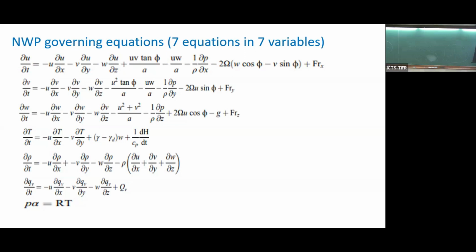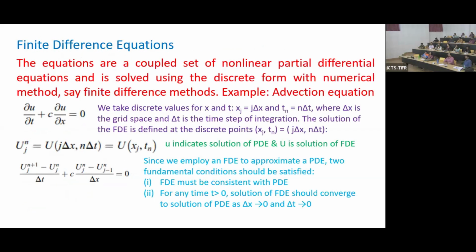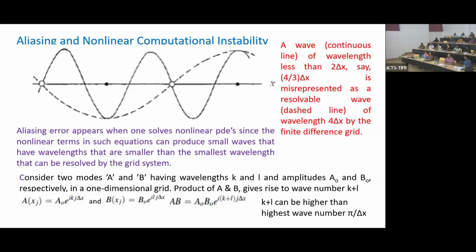So Phillips called this nonlinear computational instability, and this was a serious issue. He clearly identified that this instability is happening because of the appearance of the nonlinear terms. And he actually found out why it is happening, but he was not able to find a workaround solution for that. So we will now clearly see what this nonlinear computational instability is, which is also known as aliasing. Many of you would know the term aliasing.